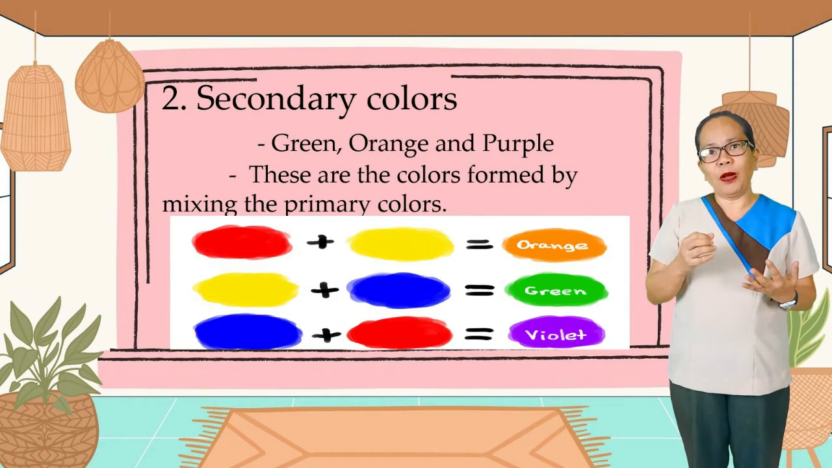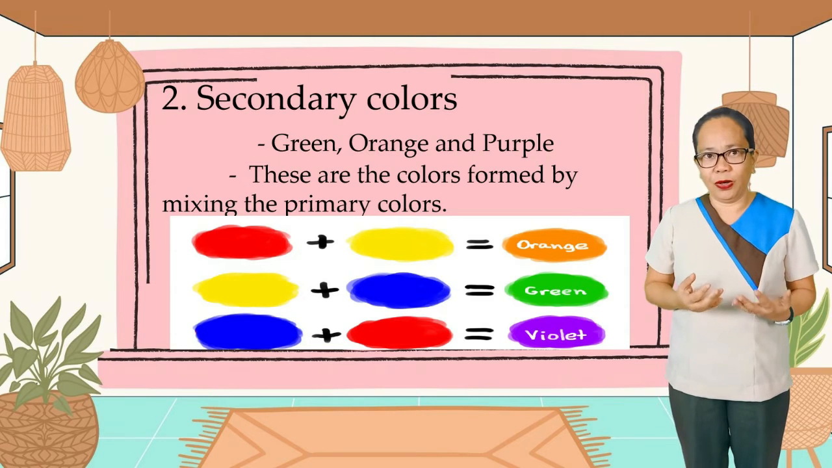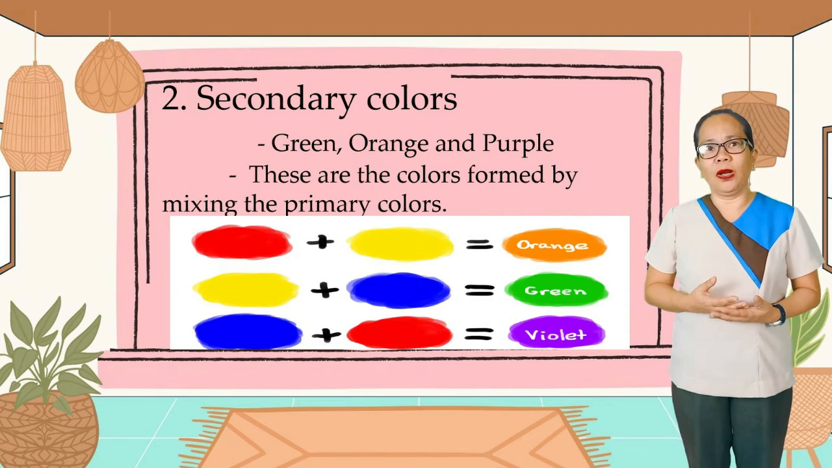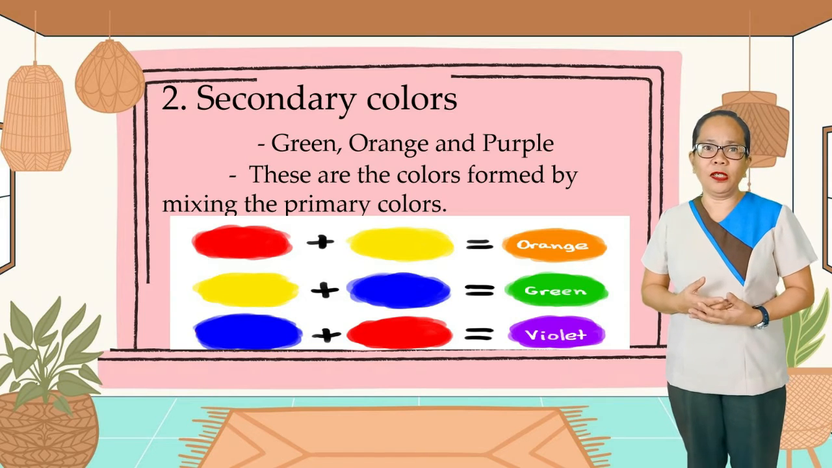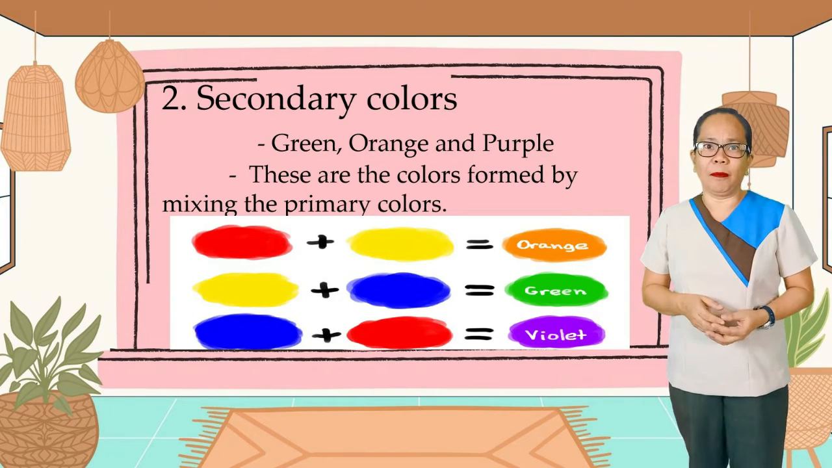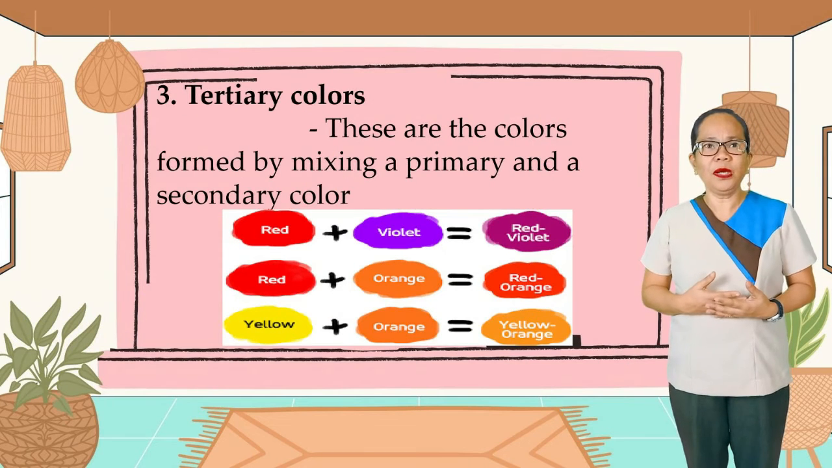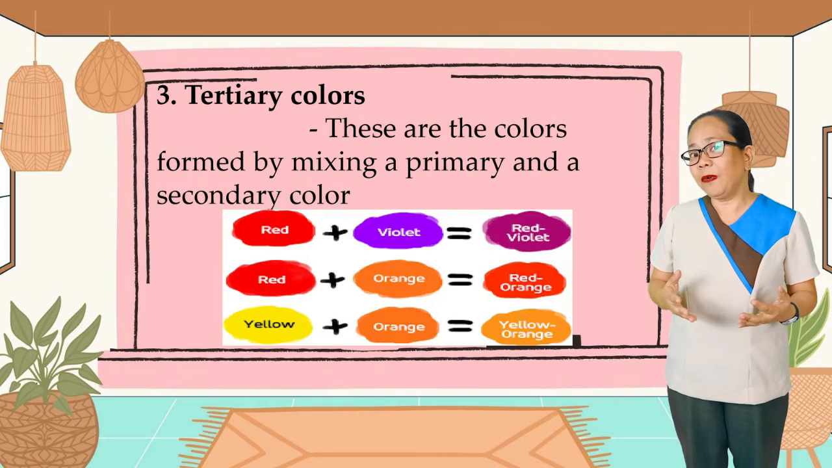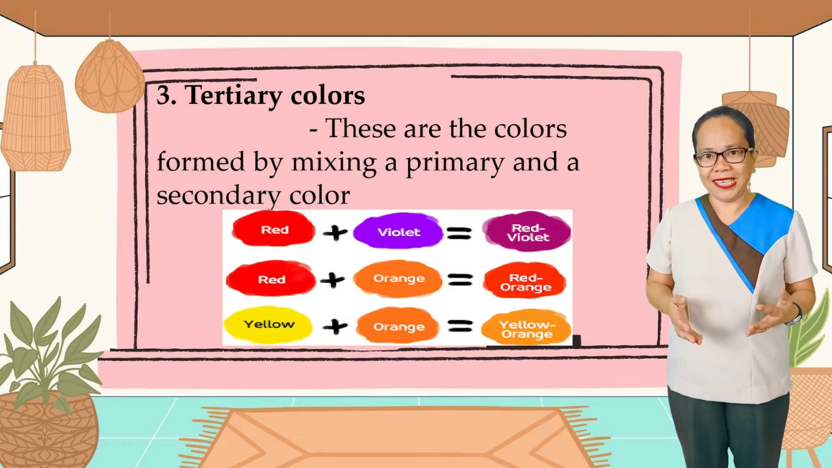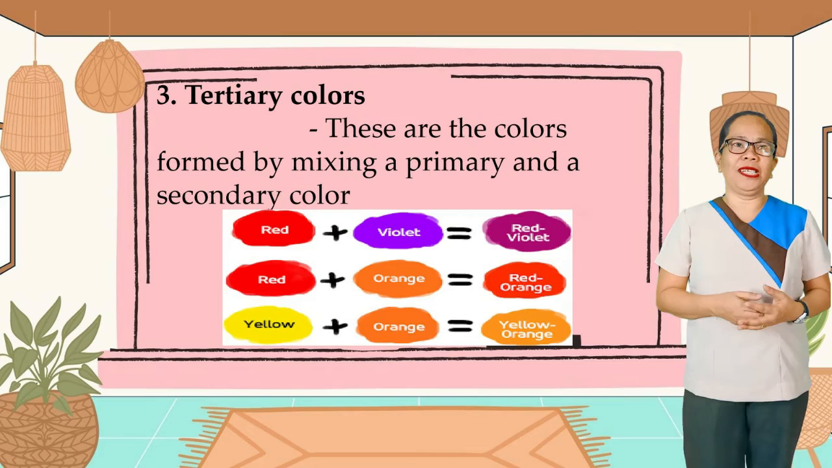Kapag ginunbine mo ang primary colors, mafu-form ang secondary colors. So, secondary colors are green, orange, and purple. These are the colors formed by mixing the primary colors. Now, we have this what we call tertiary colors. So, where do these tertiary colors come from? Once you mix the primary and secondary colors.